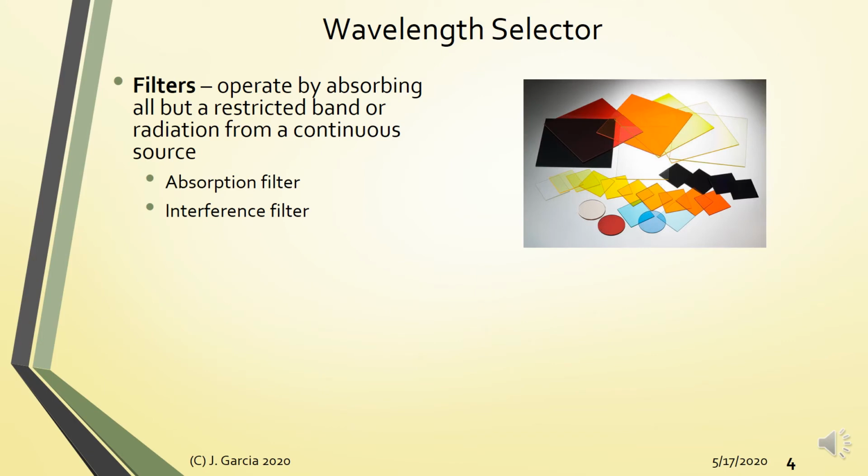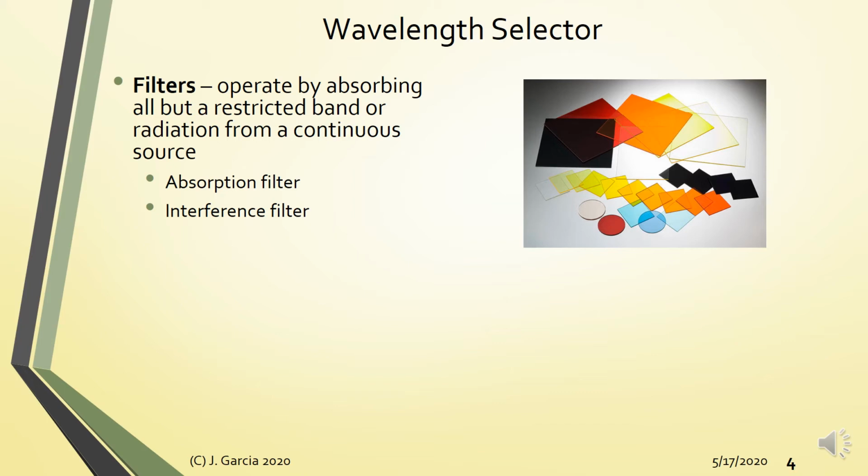Next, you have your wavelength selectors. So basically, again, you use this to produce monochromatic radiation, especially when you're using continuous light source. Okay, so first you have your filters. No? So basically, they operate by absorbing all but a restricted band of radiation from a continuous source. Siguro isang example nito would be yung cellophane, no? Which you usually use when you have classroom plays, no? Or role plays. So if you want to produce red light, no? Ang ginagawa ninyo, you attach a red cellophane, no? Doon sa ilaw sa classroom.